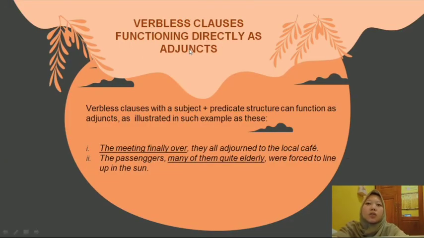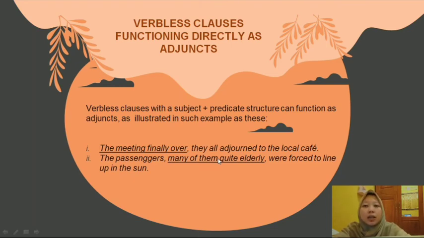And verbless clause functioning directly as adjunct. A verbless clause with a subject-predicate structure can function as adjunct, as illustrated in such examples as this. The meeting finally over, they all adjourned to the local cafe. And next, the passengers, many of them quite elderly, were forced to line up in the sun. The predicational relationship is again like the one expressed in a finite clause by be.